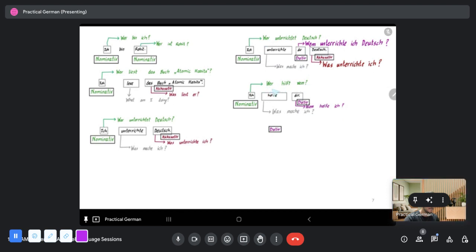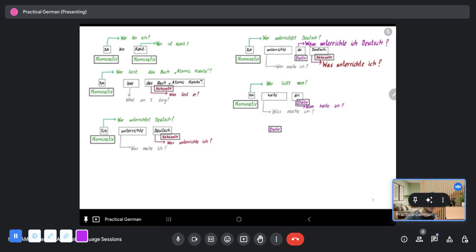Wer hilft wem? Yes. Wem helfe ich? Was mache ich? So there is a question, right? For example, ich bin Rohit. So ich and Rohit can be found out with the help of the wer kind of question, who. And I'm saying whenever it is was, it is accusative.